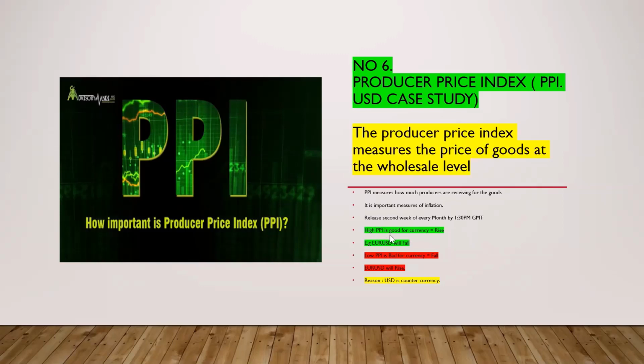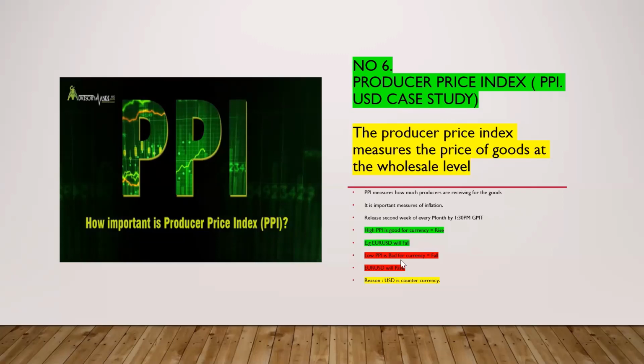A high PPI is good for currency. The currency will rise. For example, Euro USD will fall, because if the dollar is strong, Euro USD will fall, assuming there's a higher PPI in the United States. The same thing could be said when there's a higher PPI in the Eurozone. When the Eurozone releases its producer price index and it happens to be higher, with a higher production of goods sold, it is good for the euro, and the euro is possibly going to rise. Then a low PPI is bad for currency.